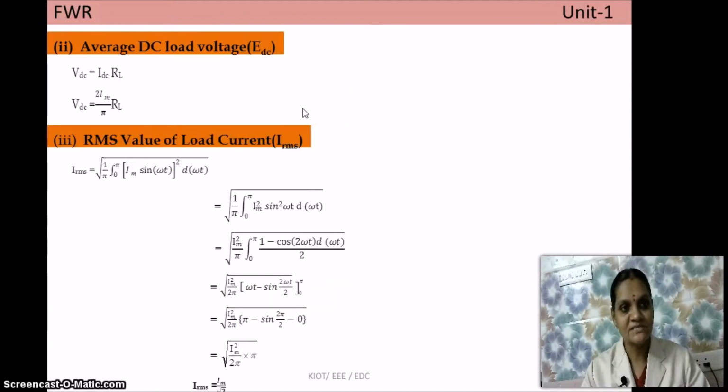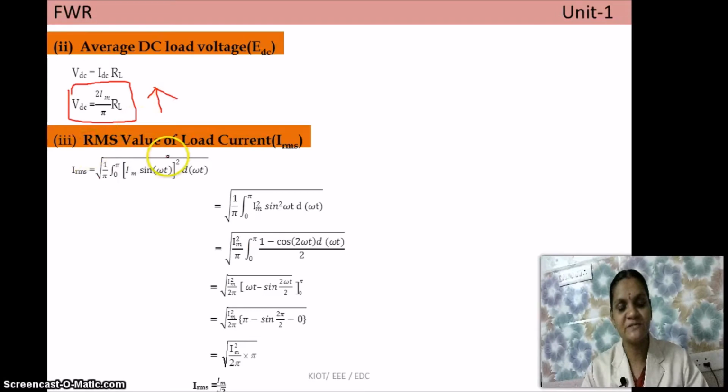The next one is average DC load voltage. This is very similar to Ohm's law: VDC equals IDC into RL. Substitute the IDC formula directly and you will get VDC equal to 2 Im RL divided by pi, whereas in half wave rectifier this is simply Im RL divided by pi. So in full wave rectifier, this value got improved.